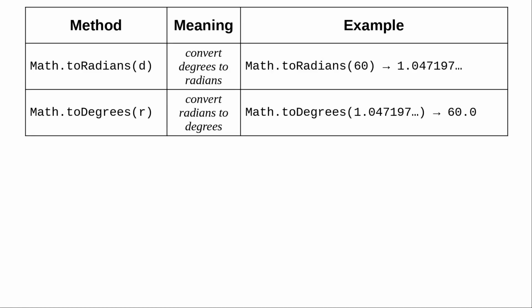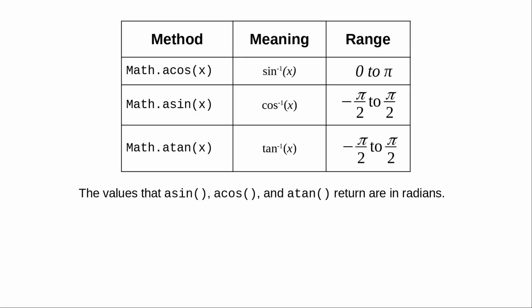People who aren't math majors expect to enter values in degrees and see results in degrees. That's why Java provides these methods for converting to radians and converting back to degrees. In addition to the cosine, sine, and tangent, Java also provides the inverse operations, the arccosine, arcsine, and arctangent methods.